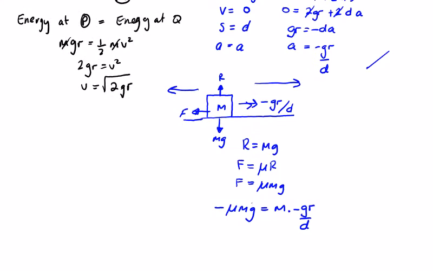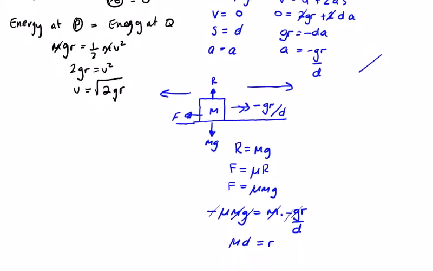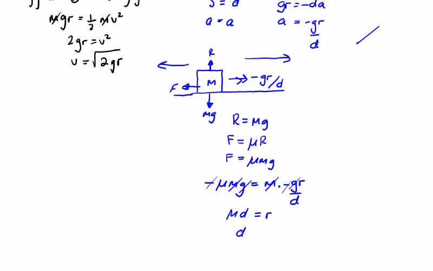So my m's and g's will cancel here, won't they? My m's and g's, so will my minus signs. So what am I going to be left with here? I'm going to be left with mu times d is equal to r. And we wanted d, didn't we, in terms of mu and r? Okay, so d is equal to r over mu.